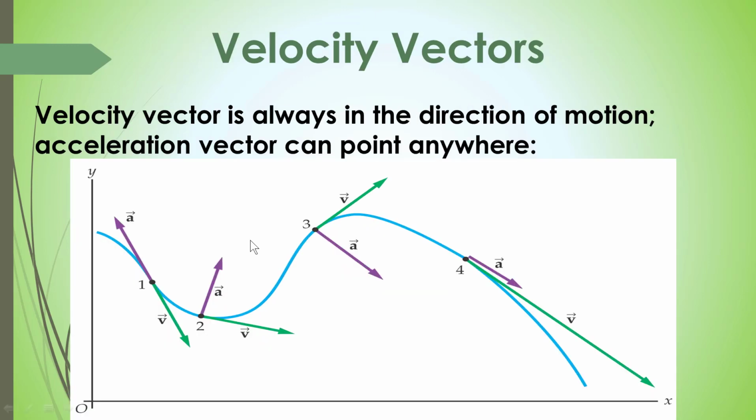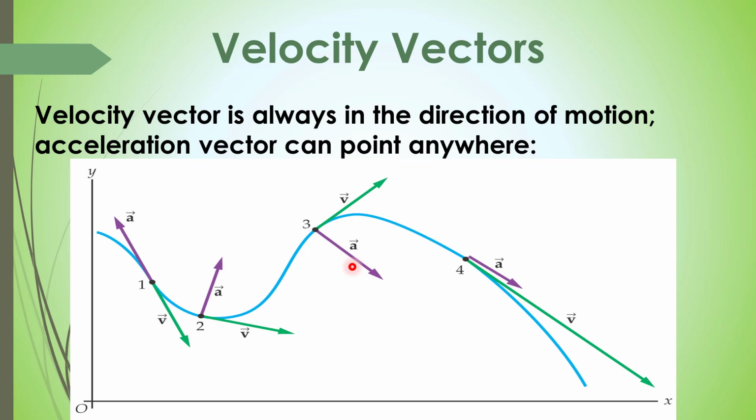The velocity vector is always in the direction of motion, while an acceleration vector can point anywhere. You can see that if the motion is along this direction, all these green velocity vectors are directed along the motion, tangent to the points but along the motion. But you can see over here that acceleration is directed differently, here, here, here. What is the reason?